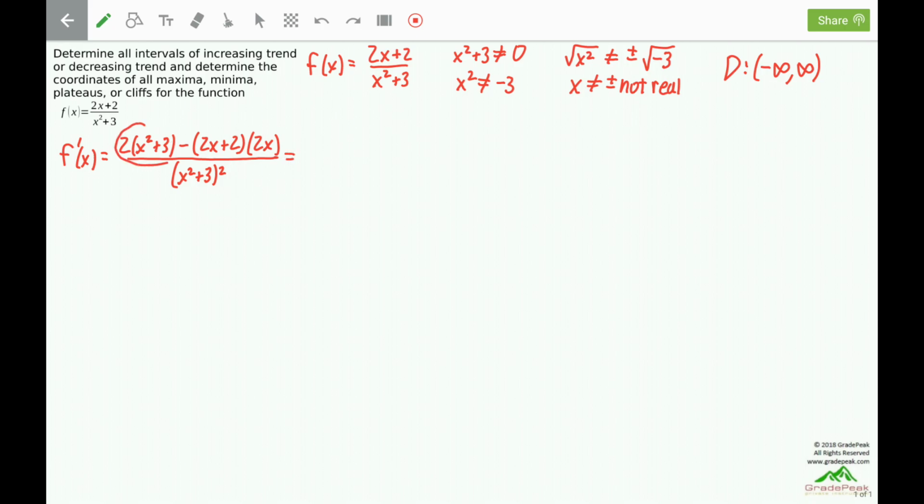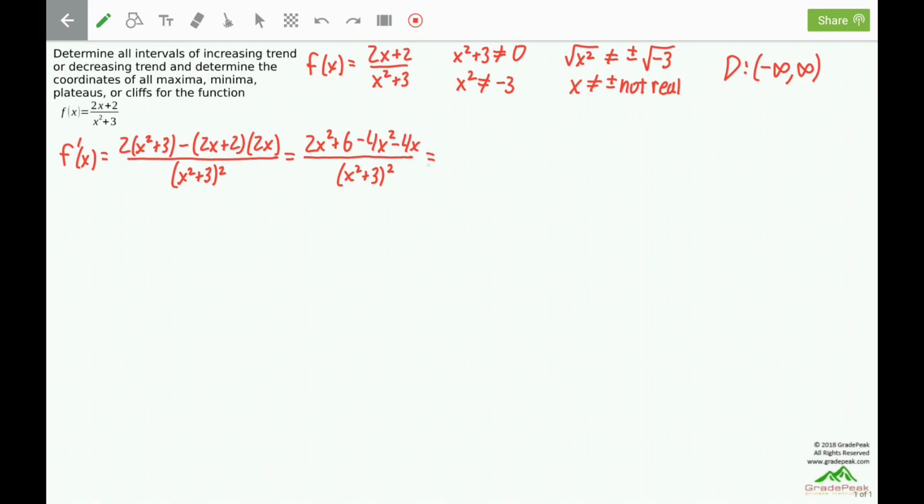We can distribute the 2 here in the numerator. That will give 2x squared plus 6. We can distribute the negative and the 2x in here, which will give a negative 4x squared and a negative 4x. Over the denominator left alone. It's quantity squared, it's technically factored.